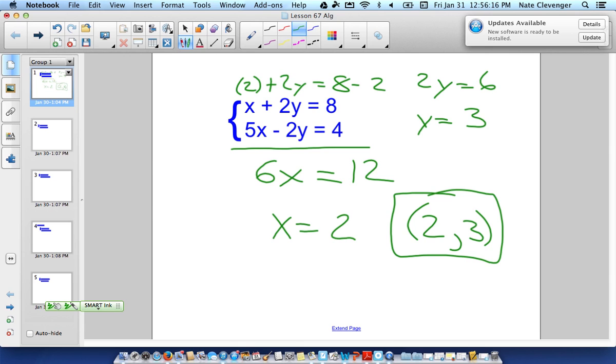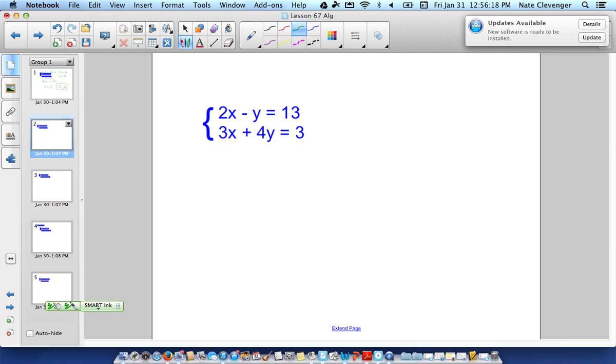All right. So let's move on. Now, if we just add our columns on this one, Josiah, is it going to eliminate anything? As is, if I took the 2x plus 3x, is that going to go to 0x? No. Is the negative 1y plus 4y going to go? No. So we're going to have to manipulate this situation.